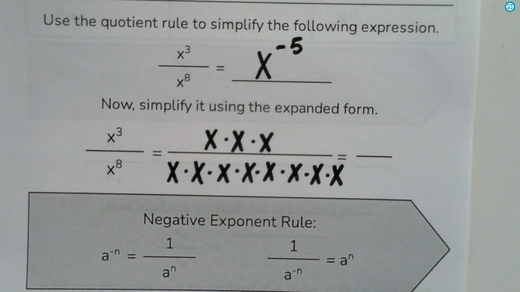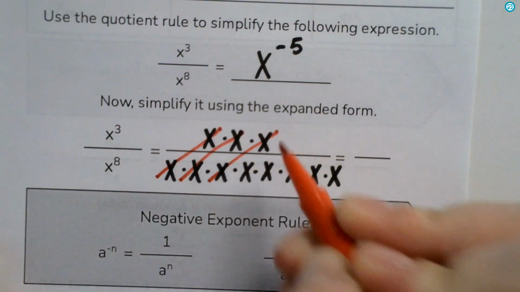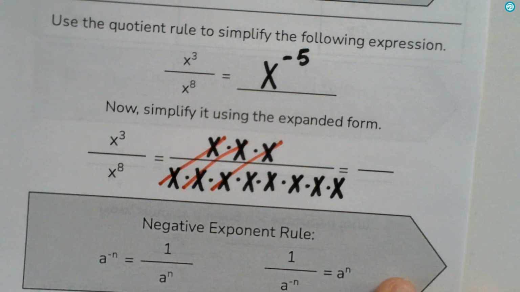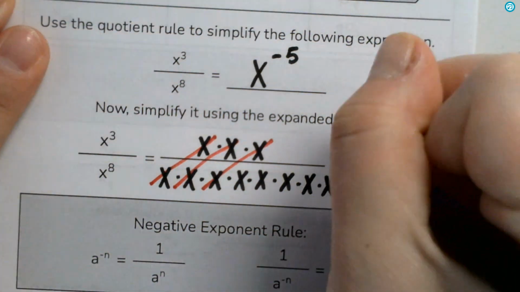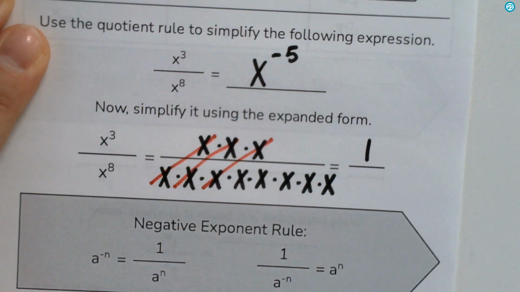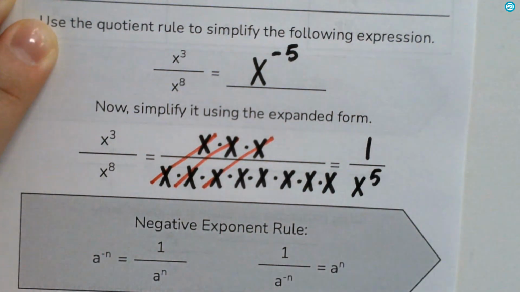Okay, we can now cancel out 3 of our pairs of x's. We can cancel out 1, 2, 3 pairs. What do we have left on top? Nothing. When we have nothing in a fraction, we do not want to put a 0 there because 0 divided by anything is 0. We want to put something there as a placeholder, though, so we want to put a 1. So we're going to put a 1 on top, and then we've got x to the 5th on bottom.